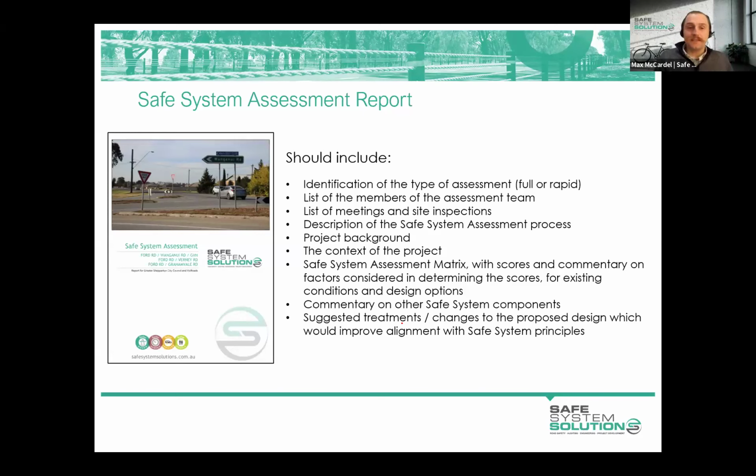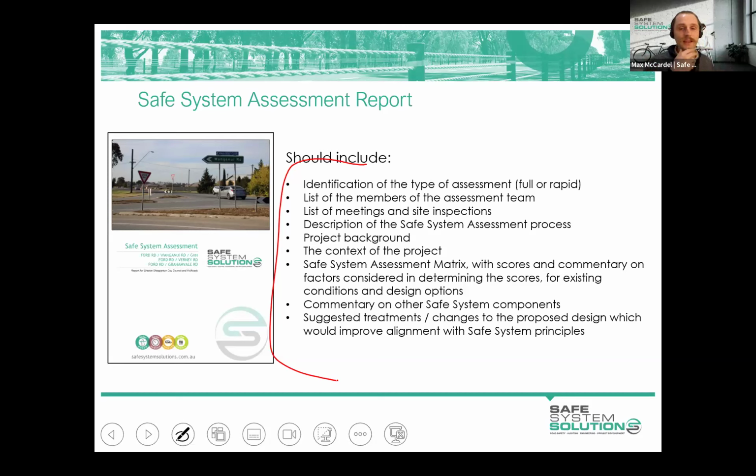Okay, safe system assessment report. It is a formal structure. We've listed out some things that are like the table of contents, I suppose you could call it. You need to talk about whether it's a full or a rapid SSA. The next module will cover what those terms mean. You need to list out who was the assessment team, any meetings that you had, site inspections, a brief description of the SSA process, your background, and all of your prompts that we chatted through. Make sure that's included in there.